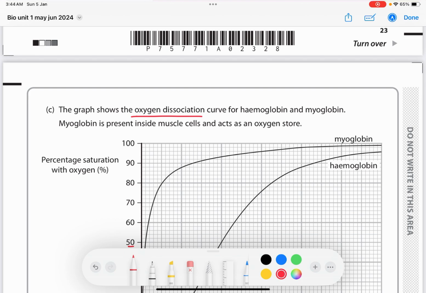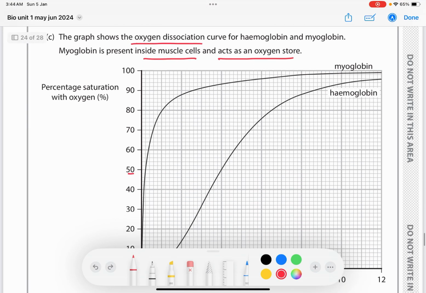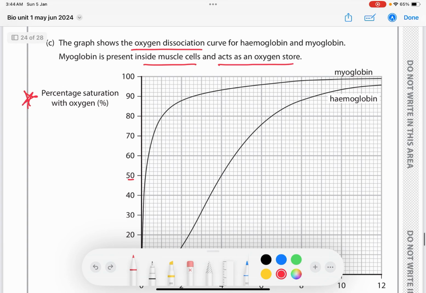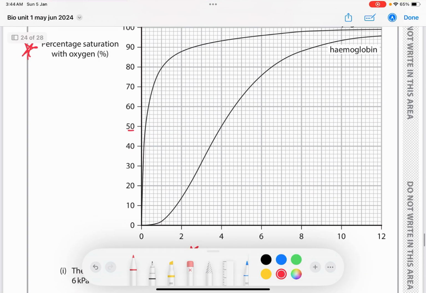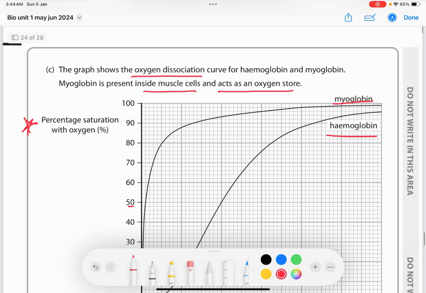So myoglobin is present inside muscle cells and acts as an oxygen store. Again, it has a higher affinity compared to hemoglobin. That's why it stores the oxygen more, and it's found inside muscle cells. Okay. So over here, we have the percentage saturation with oxygen. Here we have the partial pressure. We have one line for myoglobin, the other one for hemoglobin.